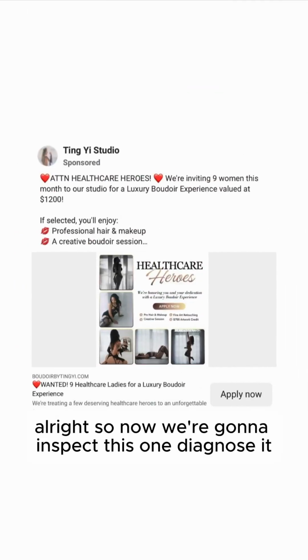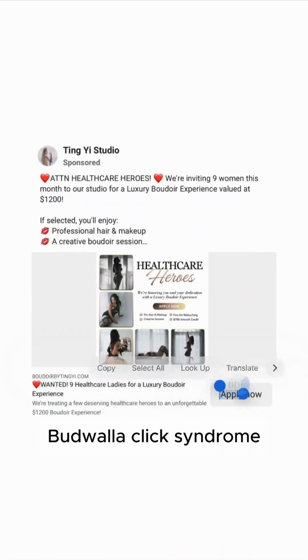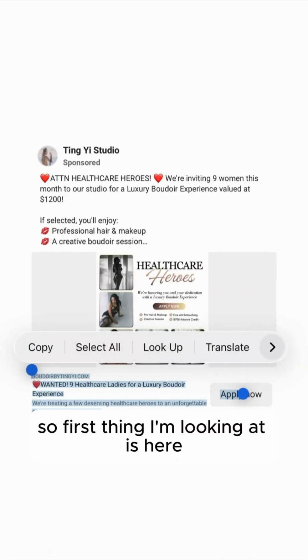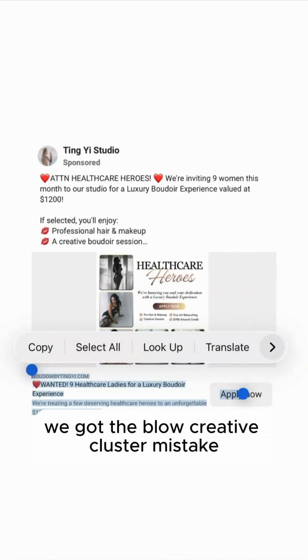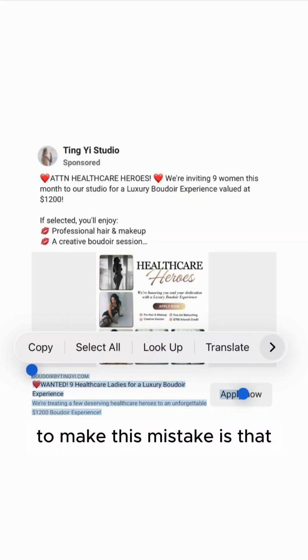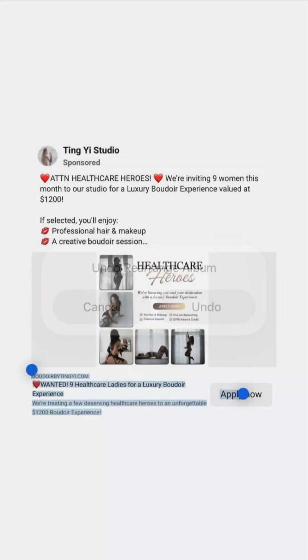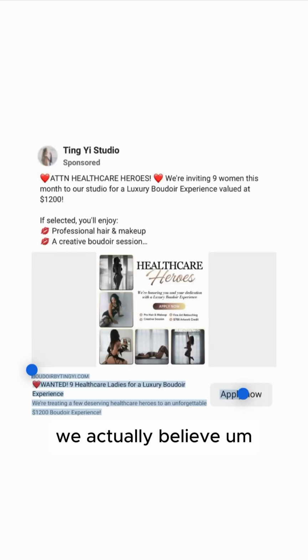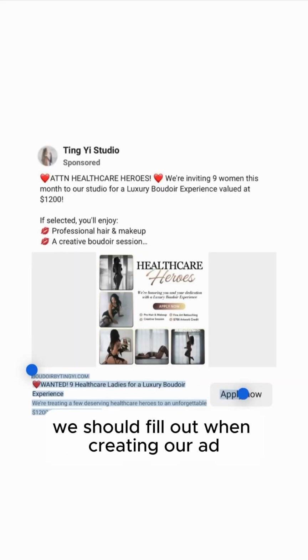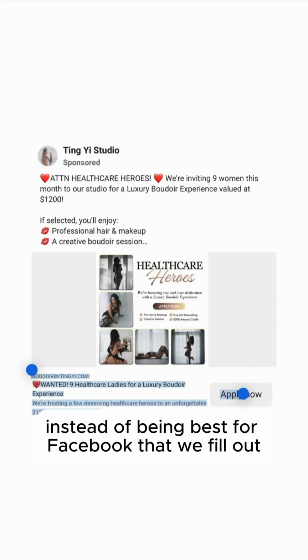All right, so now we're gonna inspect this one, diagnose it, see if we believe it has BLCS, Boudoir low click syndrome. So first thing I'm looking at is here, we got the below creative cluster mistake. The false belief that caused us to make this mistake is that we're trusting what Facebook recommends we fill out when creating our ad is what is best for us to fill out, instead of being best for Facebook.